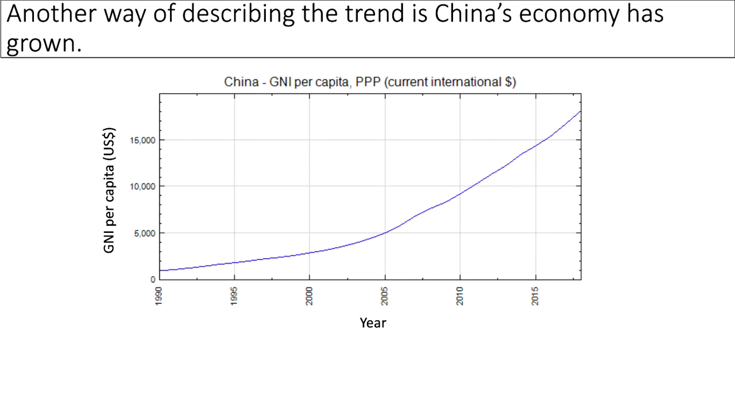So we can measure a country's economy by GNI, and we describe changes in that. If a GNI is increasing, we would say that the economy is growing. If a GNI has decreased, we would say that the economy has shrunk.